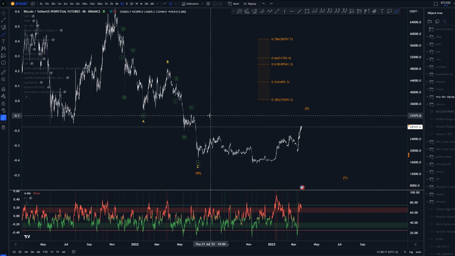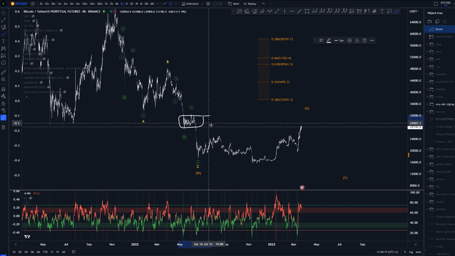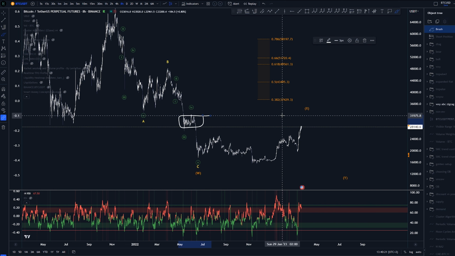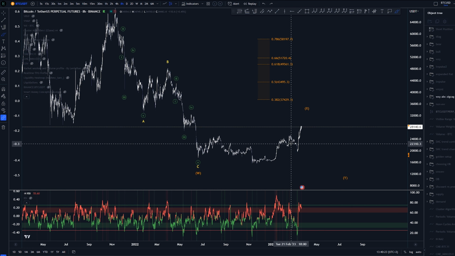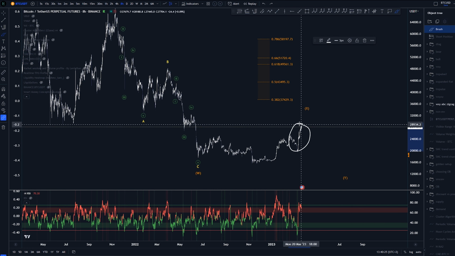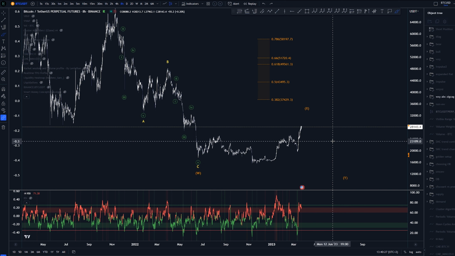Now, of course, at the moment we are still within the same resistance that we talked about on the previous video of Bitcoin, but we're going to be looking into later what this could be part of here on higher time frame.